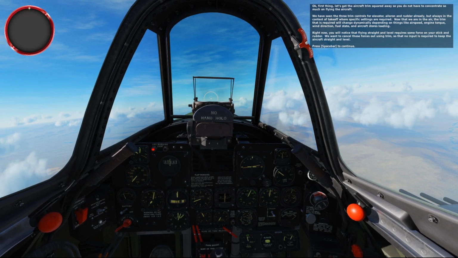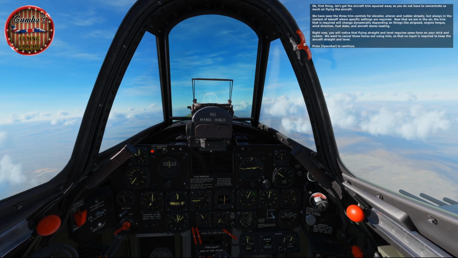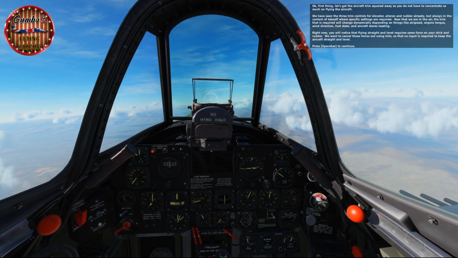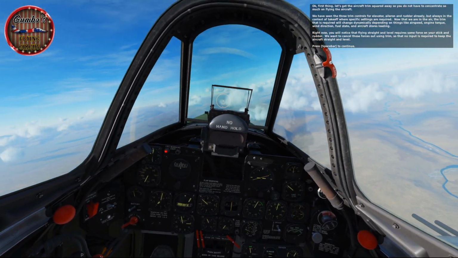Right now, you'll notice that flying straight and level requires some force on your stick and rudder. We want to cancel those forces out using trim so that no input is required to keep the aircraft straight and level. Press spacebar to continue.